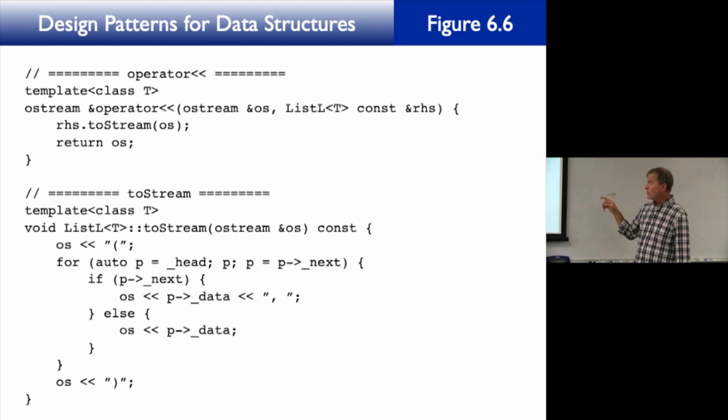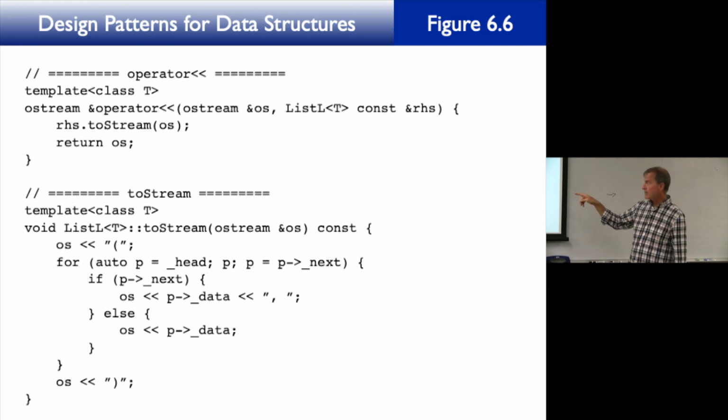Okay. So we're overloading the streaming operator, and then toStream. Do you remember how the list got printed out? The empty list was just parentheses. The list with one element had parentheses with an element and no comma. And if it had more than one, then it had a comma where it needed it in between them, but not a comma after the last one. Remember all that, how that worked? Well, here's the code to do all that.